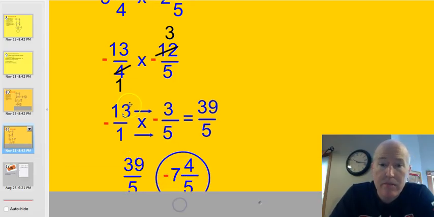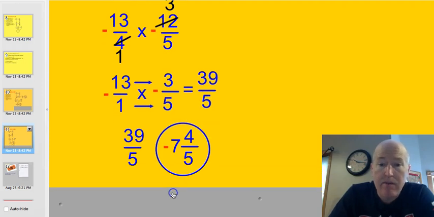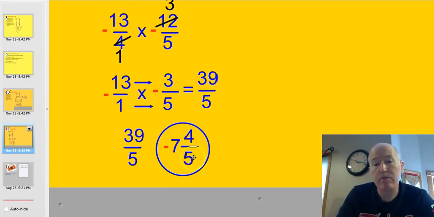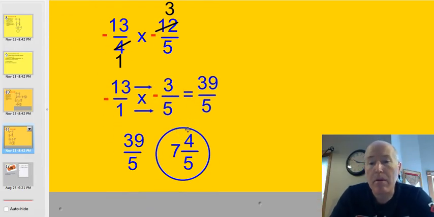Of course, that's positive because now I had a negative times a negative. 39 divided by 5, it goes in there 7 times, and there's 4/5 remaining. And of course, that is a positive. How about that? This is why we check our answers, because we had a negative times a negative. Had an extra negative symbol in there.